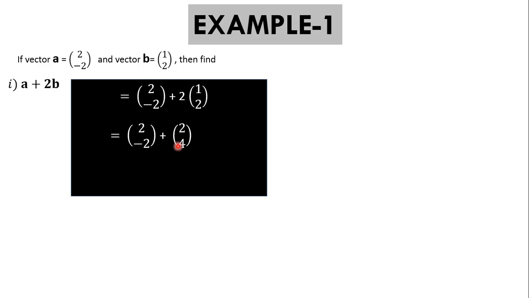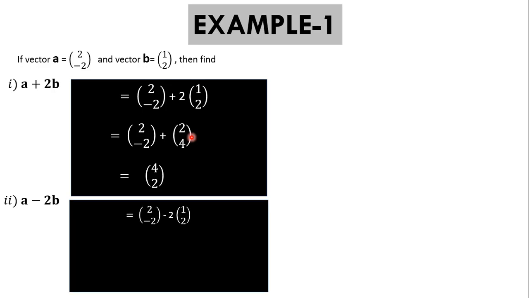Now apply the addition rule of the vectors: x component with the x component, y component with the y component. So 2 plus 2, what we are going to get is 4, and minus 2 plus 4, what we are going to get is 2. So the result is 4, 2. Similarly, you can also do the subtraction of the two vectors when they are scaled up or down. A minus 2B.